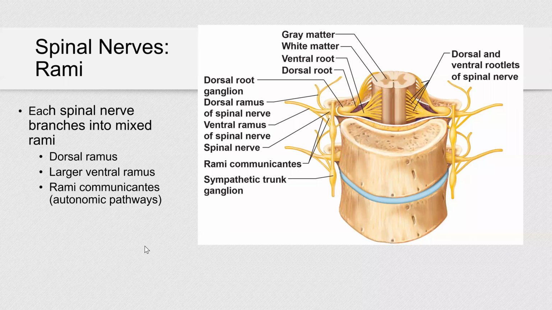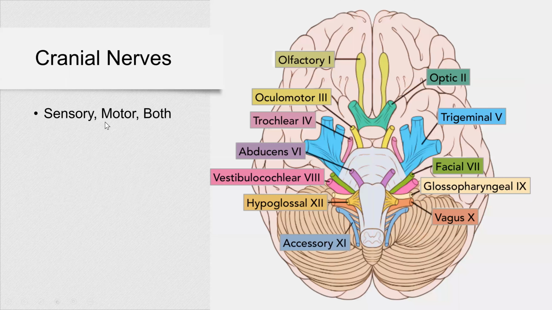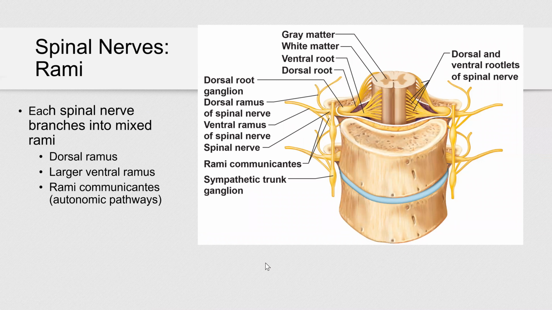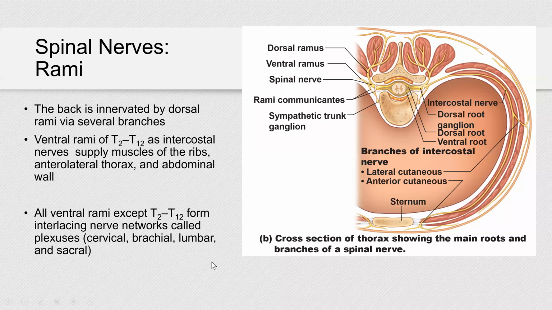So when we look at our cranial nerves over here, you see it says they can be sensory or motor or both, right? But all the spinal nerves are both, so they are mixed. That means you will have both sensory and motor fibers. Now, let's see what happens next. So here we have our spinal nerve, and again, that's a pretty short structure right there. Here we have our dorsal ramus, and this is our ventral ramus. Now, you can see the dorsal ramus, because this is anterior and this is posterior. So dorsal ramus innervates muscles and skin of your back. So the back is innervated by dorsal rami via several branches.